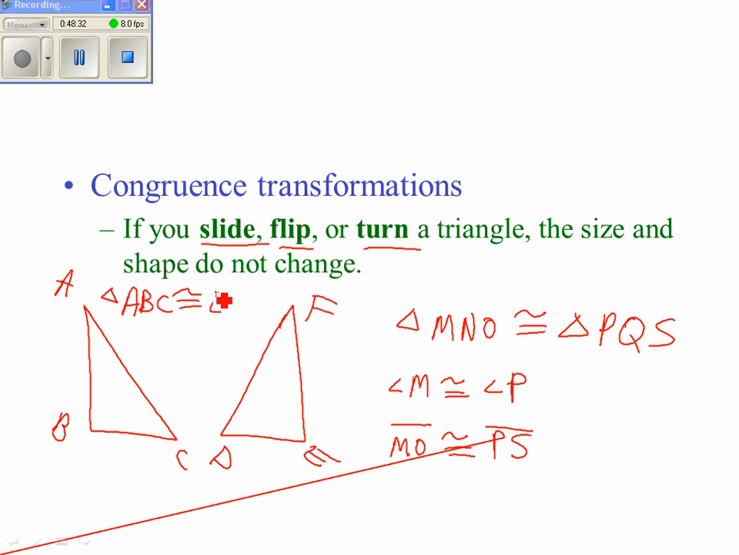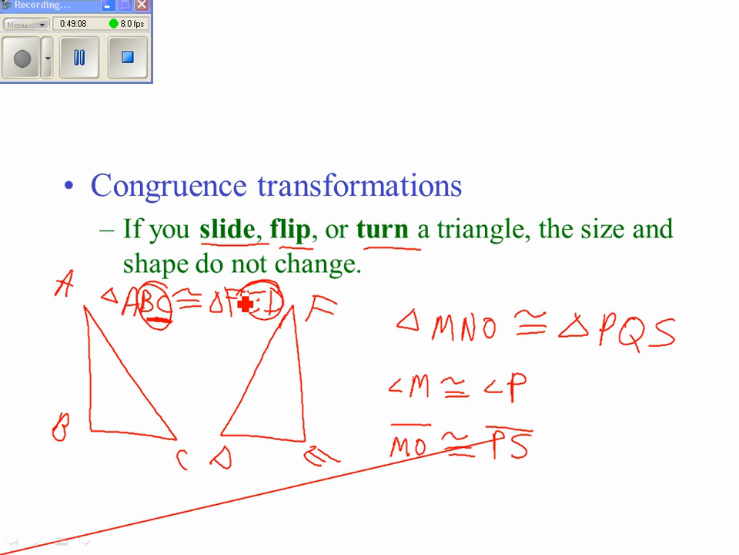So A matches up to what over there? B matches up to D. Or, oh, B matches up to E. And then C matches up to, so you have to make sure that they match up correctly. Then once you know that, you can just look here and say segment BC has to be the same as what segment in this triangle? ED. So you could just use the names to pick out those segments that are congruent and the angles that are congruent.